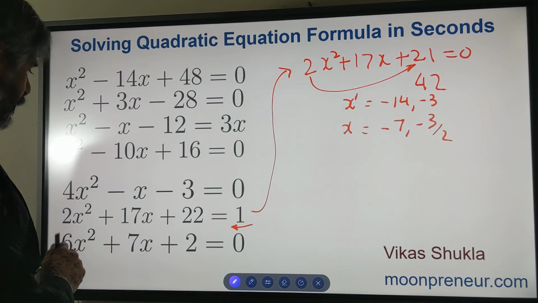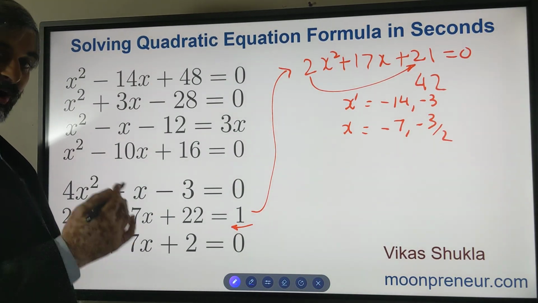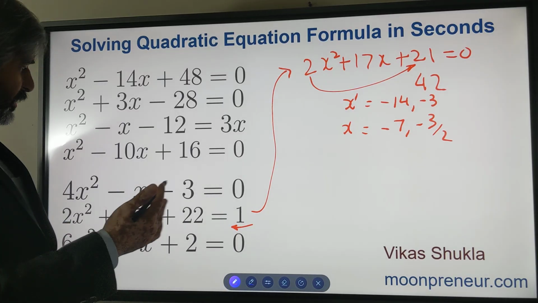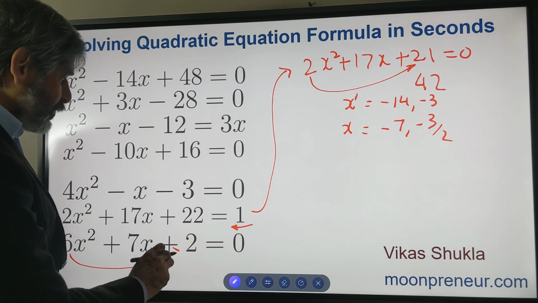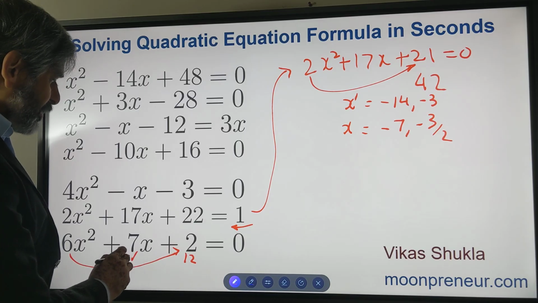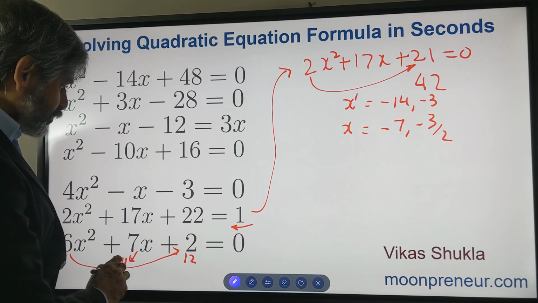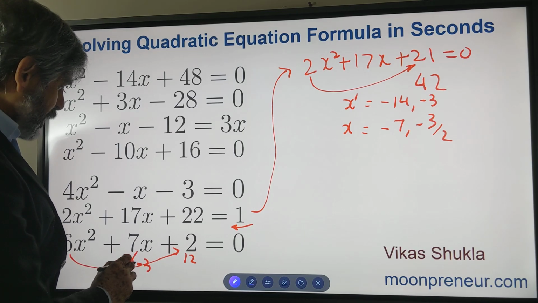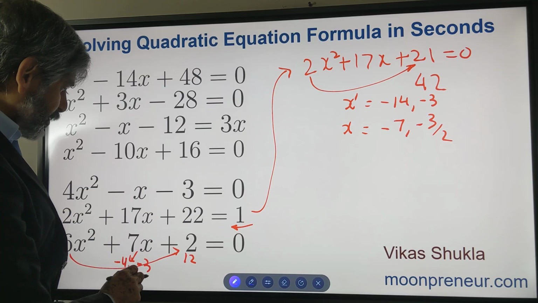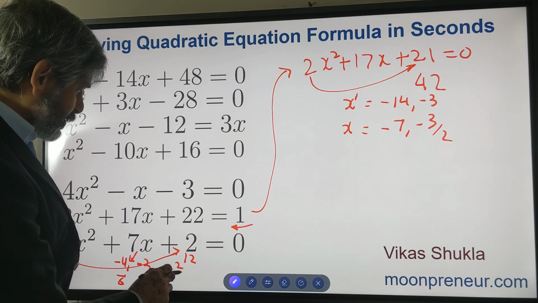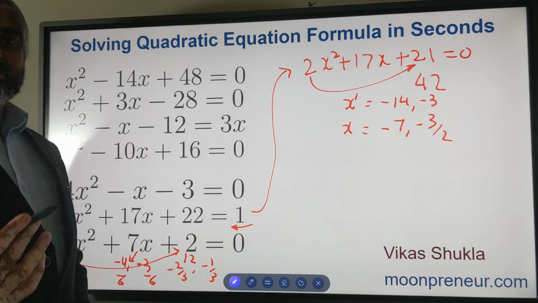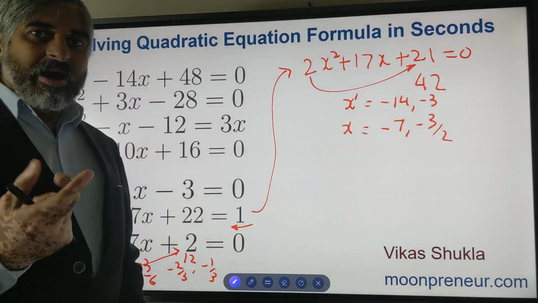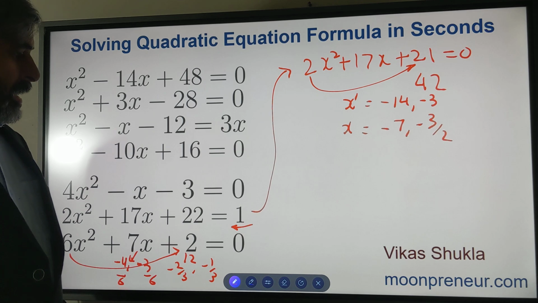Same thing here. In this one, I will do it. Now we are getting efficient, so we can do it quickly without writing too much. I send 6 here. This becomes 12. This 7 becomes 4 and 3. The solution is minus 4 and minus 3, and then divided by 6. That is our solution: minus 2 by 3 and minus 1 by 3. If you observe, we are able to do it in pretty much 4-5 seconds of time.